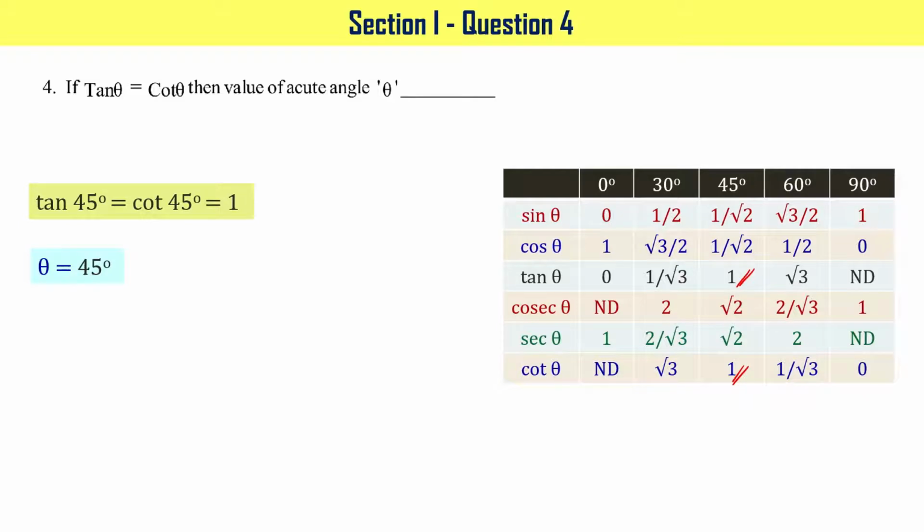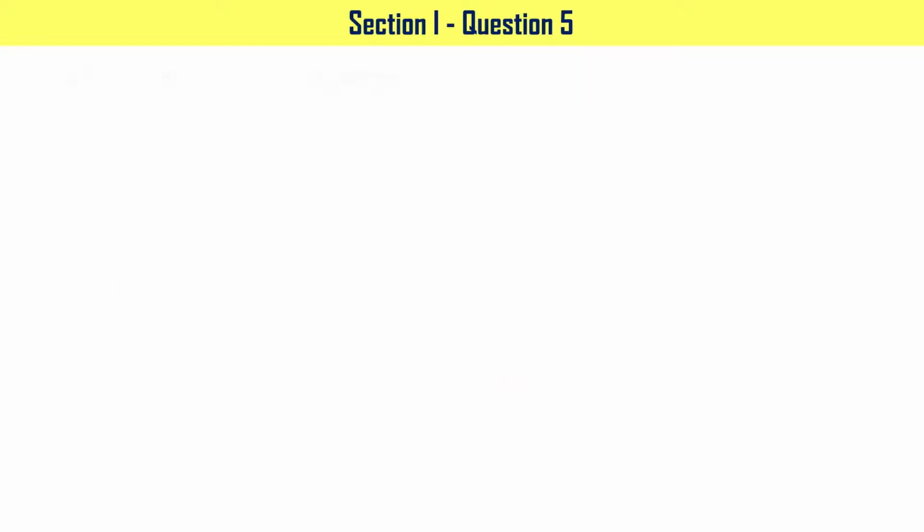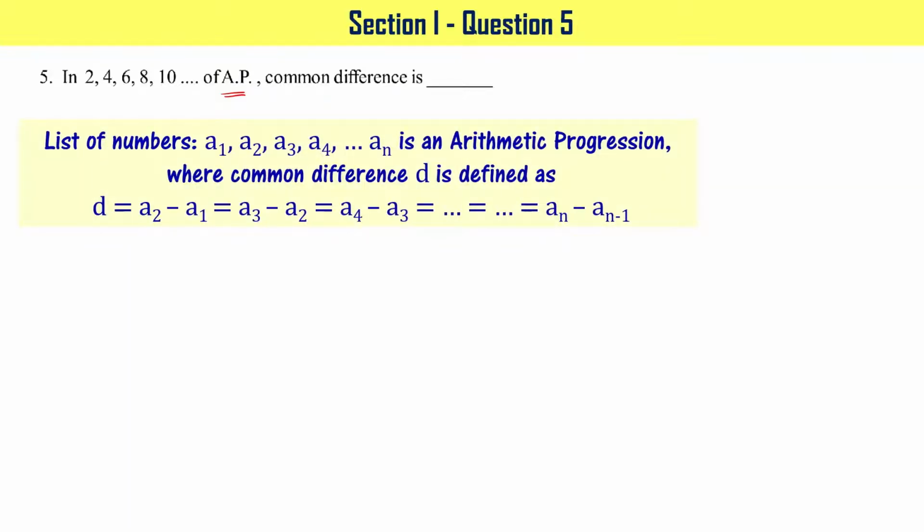Now let's go to the next question. Question number 5. In 2, 4, 6, 8, 10 and so on of arithmetic progression, what is the common difference? We know that list of numbers A1, A2, A3, A4 and so on is an arithmetic progression where the common difference D is defined as A2 minus A1 or A3 minus A2, A4 minus A3 and so on, right?